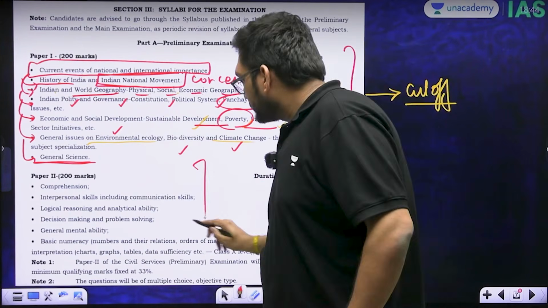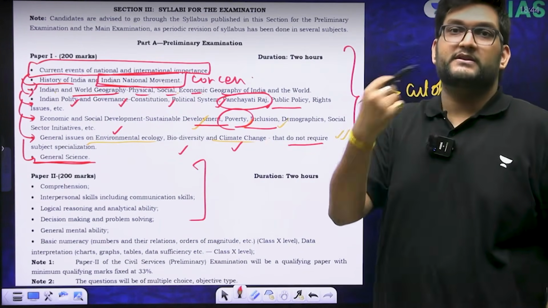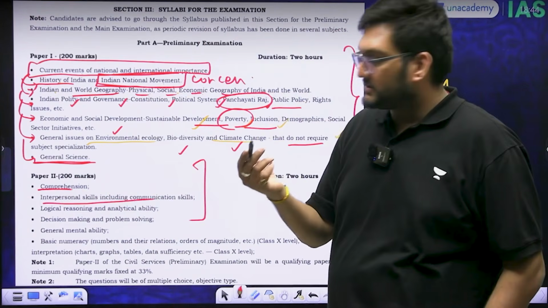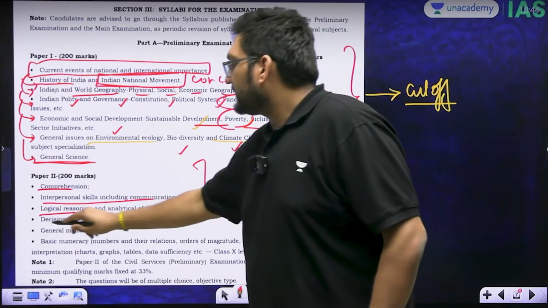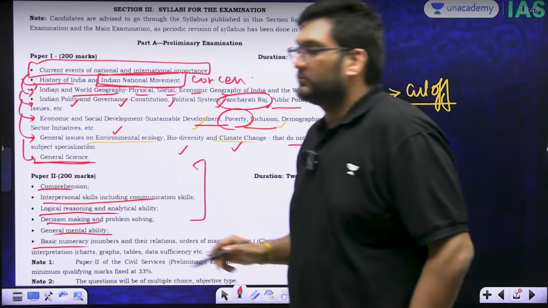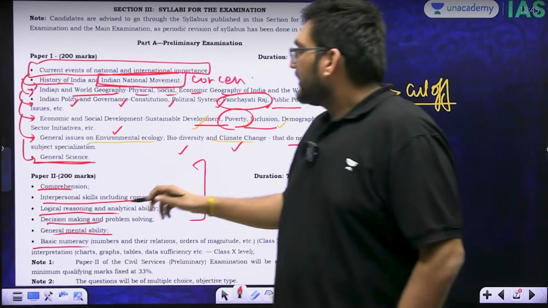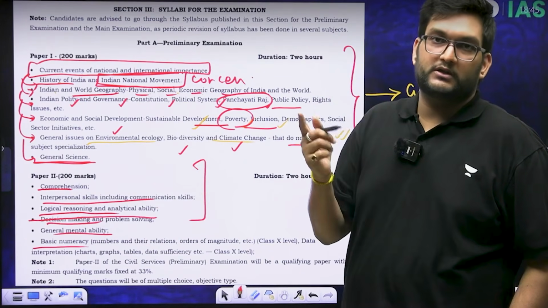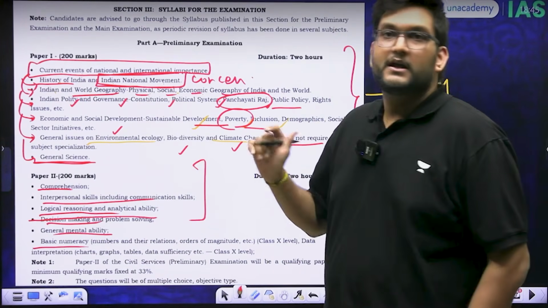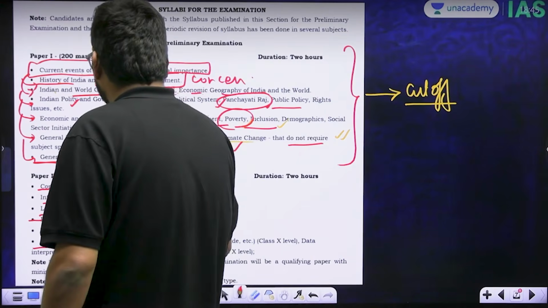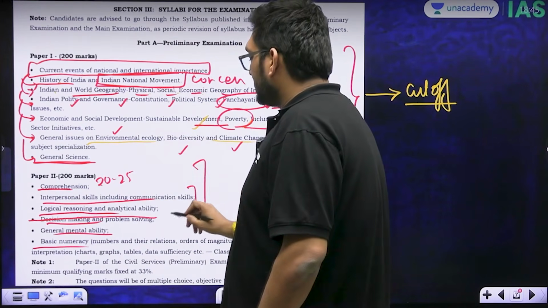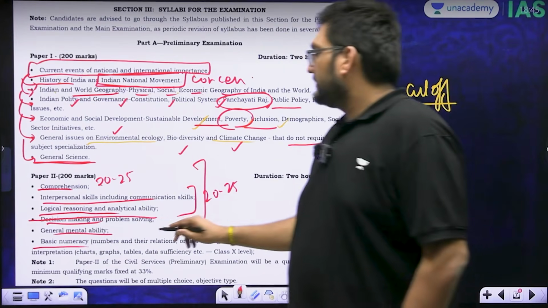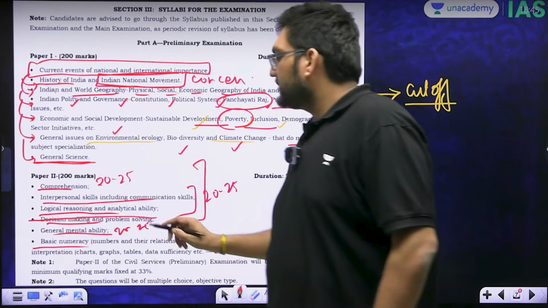Now, when we go to CSAT, UPSC is more precise in that regard. It says comprehension, interpersonal skills including communication skills, logical reasoning, decision making, general mental ability, basic numeracy. Now, what UPSC has done is very slowly but surely removed, or it is there but they don't ask a question, decision making and problem solving. Rather, they're asking 20 to 25 questions out of comprehension. These two have been brought together, 20 to 25 questions, 80 questions are there. And general ability, 20 to 25 questions. They play with the number each and every year.